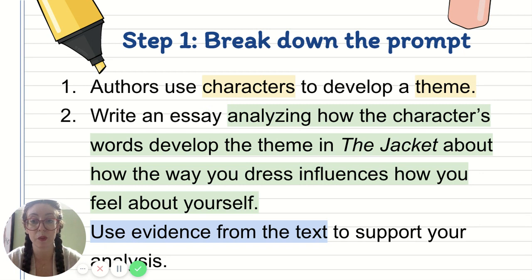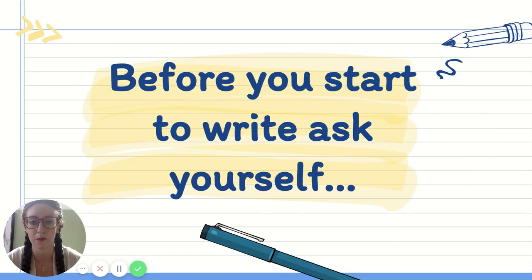So here's our breakdown of the prompt. The authors use characters to develop a theme. My two literary elements are showing up: characters and theme. The question that I have to answer: I have to analyze how the character's words, literary element number one, develop the theme in the jacket about how the way you dress influences how you feel about yourself. The theme is the second literary element. And how am I going to answer it? I'm going to use evidence from the text to support my analysis.